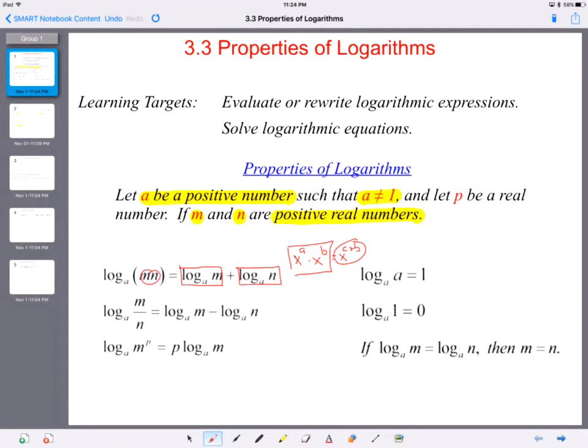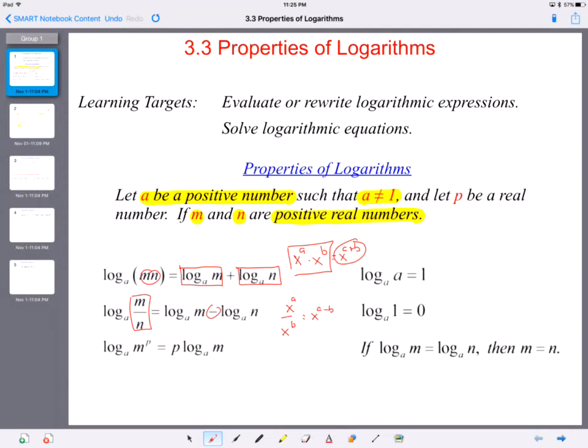Same thing with division. If you had x raised to the a divided by x raised to the b, what did you get? X raised to the a minus b. So when you're dividing, you will now be subtracting. So you're taking a single logarithm and splitting it up into two logarithms.